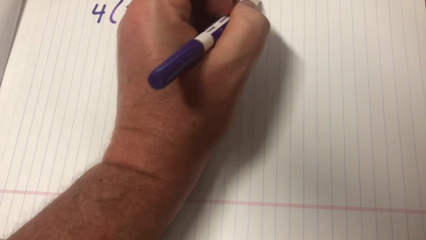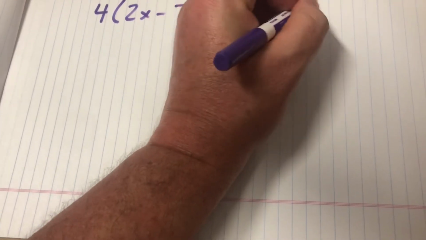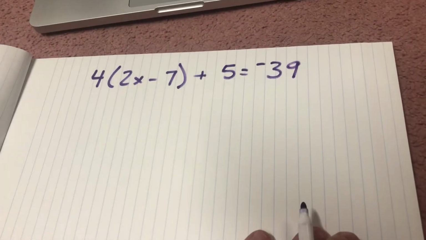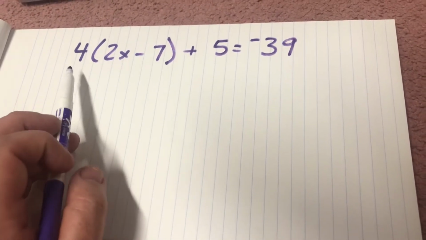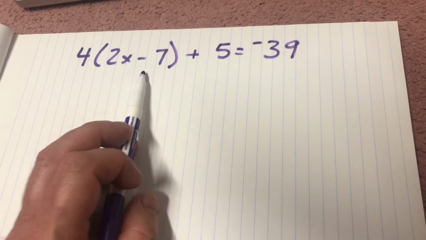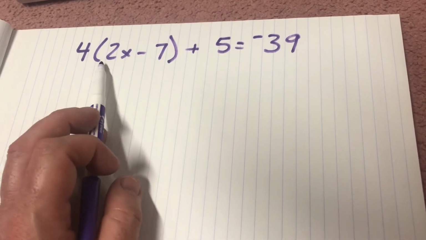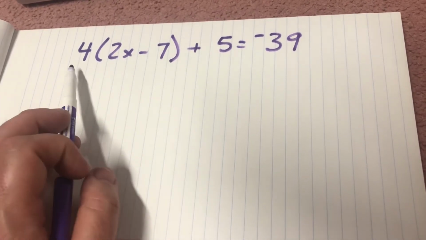Our second example is going to use the distributive property. So when we use the distributive property, that is going to involve some parentheses. So we're going to have 4, then we're going to have 2x minus 7, then we're going to add 5, and that is all going to equal negative 39. All right? So you should be aware by this point, if you're watching this video, that a number right next to parentheses means multiplication. And I have to multiply each term by 4.